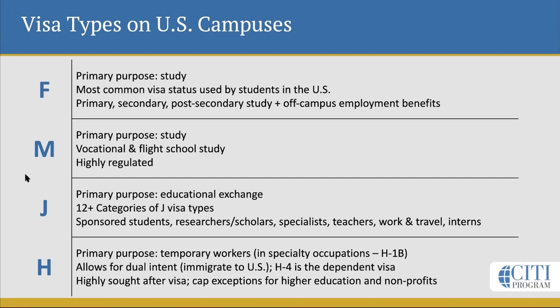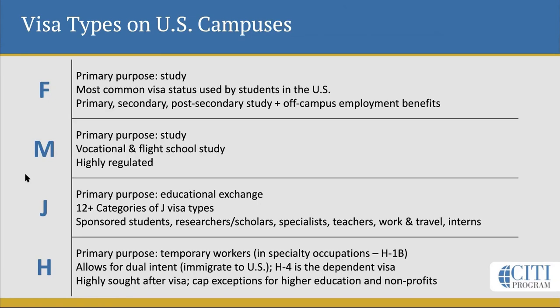And finally, the last most common visa type on a U.S. campus is the H visa holder. H is a visa designated for temporary workers. You'll likely find 2 types of H visa holders on your campus. The first is the primary visa holder, which is an H1 and specifically an H1B, which is designed for specialty occupations. Many individuals in tech, medicine, and business are working in the U.S. with special skills or training that qualify them for this visa type.